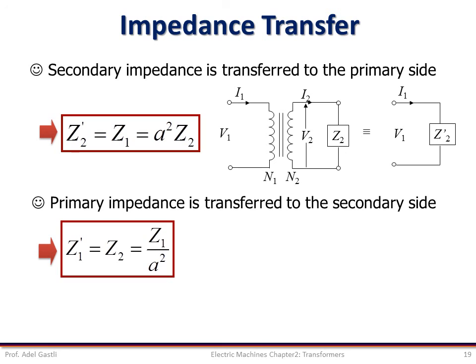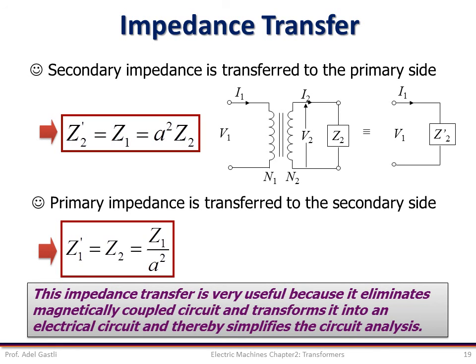So depending on whether we want to do our calculations on the primary side of the transformer or on the secondary side, we need to transfer first all the parameters to the same side. This impedance transfer is very useful because it eliminates the magnetically coupled circuit and transforms it into an electrical circuit, and thereby simplifies the circuit analysis.